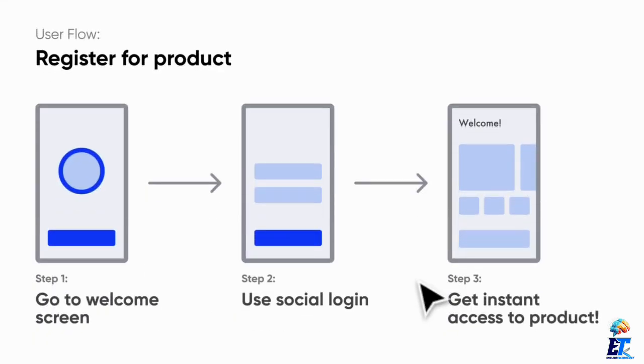Let's get into this. First, I want to talk about an example here. So, step 1, a user goes to a welcome screen. Their goal here is to register for a product. Step 2, they've actually gone through some sort of social login. And step 3, they get instant access to the product. So there's 3 steps. Some sort of welcome screen, which takes them to a social login, which is a really easy design pattern. And then they are right in the app.